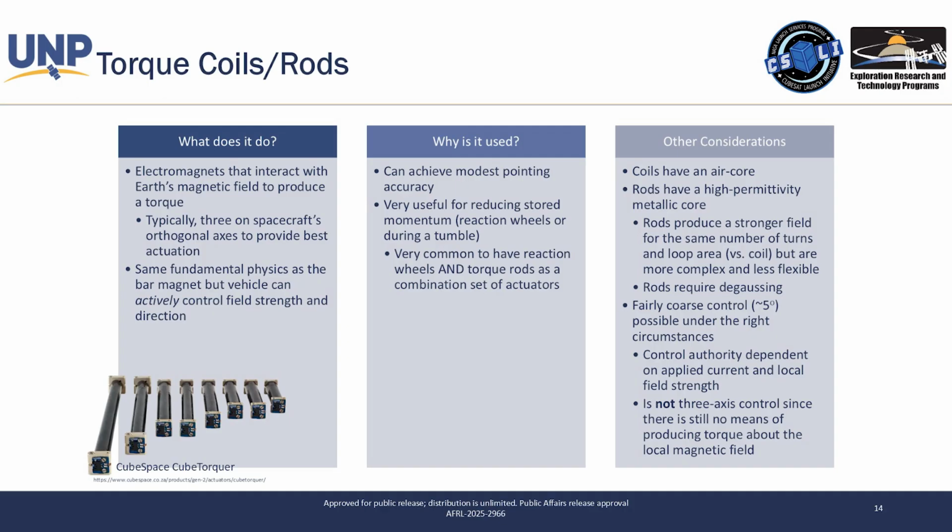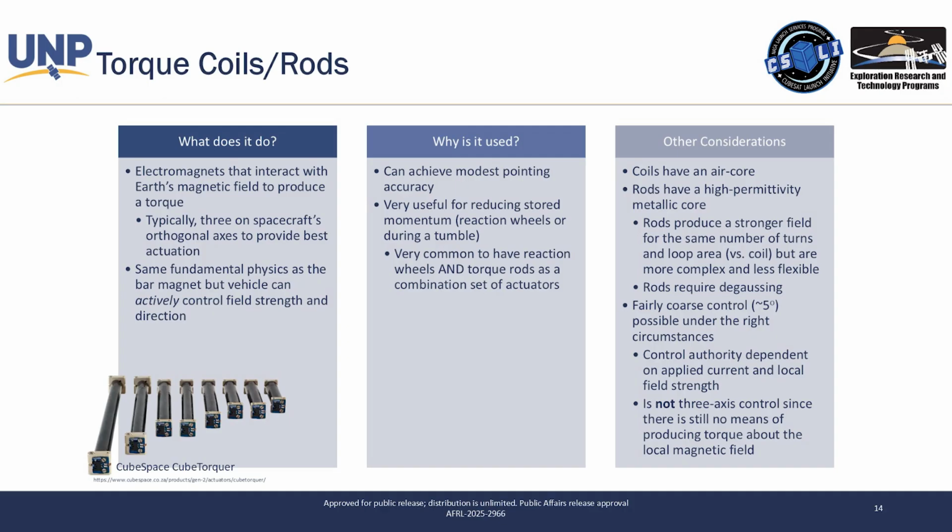If you have current moving, you can create a magnetic field. Depending on how they're constructed, you can amplify this effect or make it more effective. That's essentially what a torque rod does. The cool thing is that they're really mechanically simple. Once you build them, it's literally wire wrapped around a permeable material. You can push current one way or the other through it and get your magnet going one way or the other. You can do little bits of current, lots of current, and scale your overall input to the system. These are really nice.